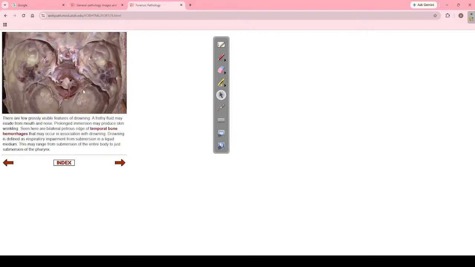There may be dry drowning, with spasm of the larynx due to water entering. It can be due to vagal inhibition. There may be fresh water and salt water drowning. But these temporal bone hemorrhages may be associated with drowning. Frothy fluid from the nose and mouth is very much indicative of drowning.